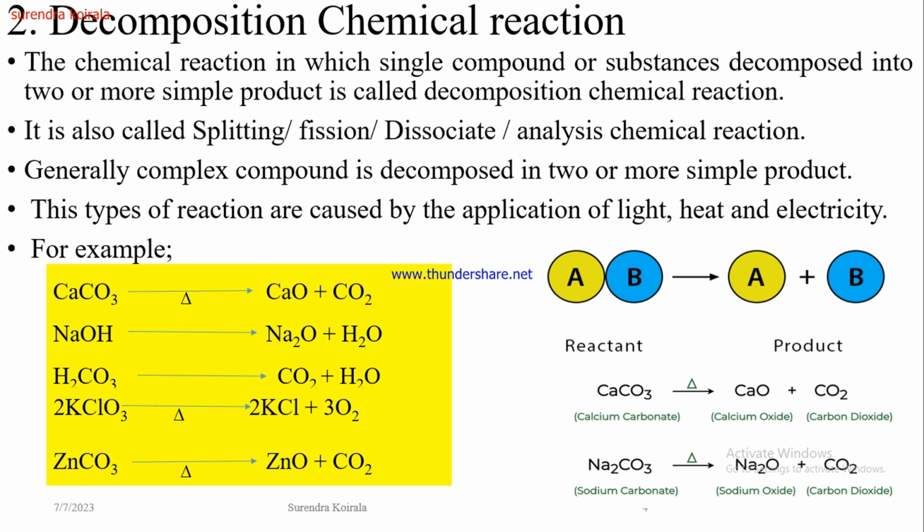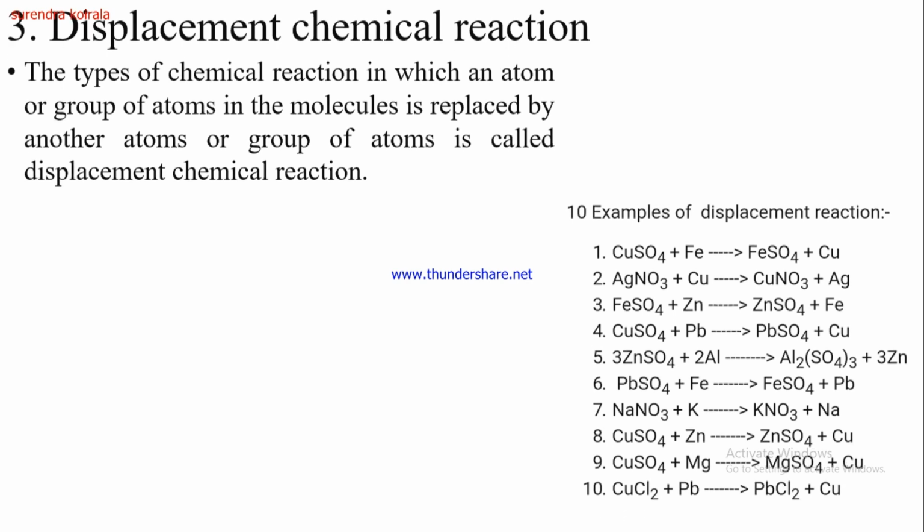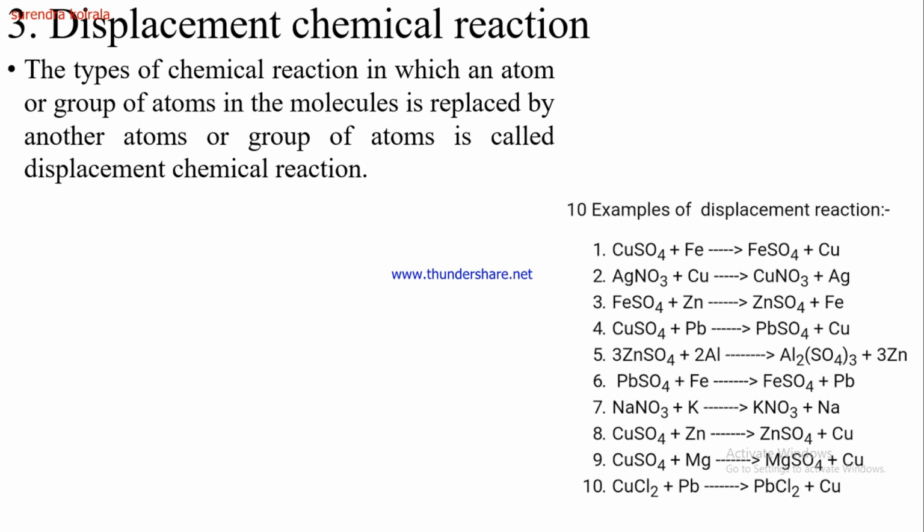Potassium chloride is decomposed due to the heat into potassium chloride and oxygen, and zinc carbonate is decomposed into zinc oxide and carbon dioxide, that we have seen on the screen. These are the examples of decomposition chemical reactions. And then three, displacement chemical reactions.